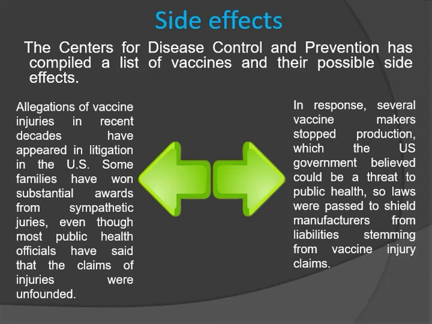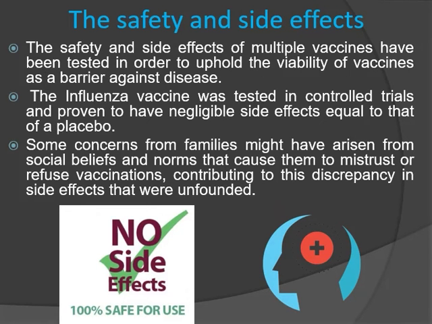The safety and side effects of multiple vaccines have been tested in order to uphold the viability of vaccines as a barrier against disease. The influenza vaccine was tested in controlled trials and proven to have negligible side effects equal to that of a placebo. Some concerns from families might have arisen from social beliefs and norms that caused them to mistrust or refuse vaccination, contributing to this discrepancy in side effects that were unfounded.